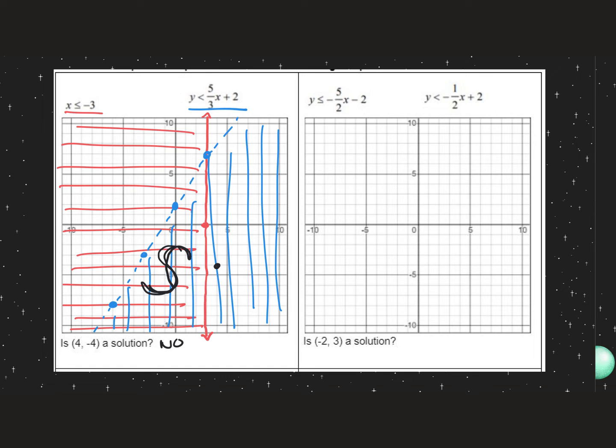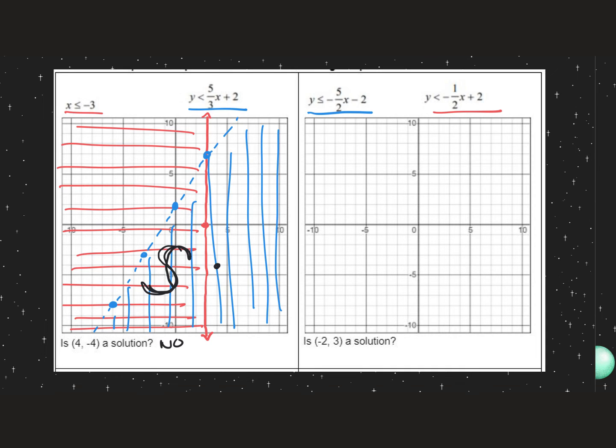All right, now I want you to try this next example by yourself. So you have y is less than or equal to -5/2 x minus 2, and y is less than -1/2 x plus 2. All right, so again, I'm going to underline the colors that I use.